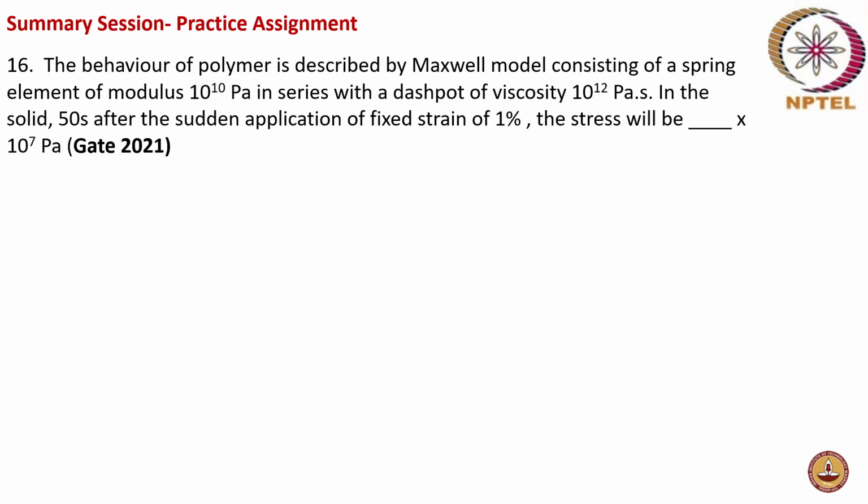Now let's go to the next. The behavior of a polymer is described by a Maxwell model, consisting of a spring element of modulus 10 power 10 Pascal in series with a dashpot of viscosity 10 power 12 Pascal seconds. In the solid, 50 seconds after sudden application of a fixed strain of 1%, the stress will be dash into 10 power 7 Pascal. So how do you do this? Any idea?